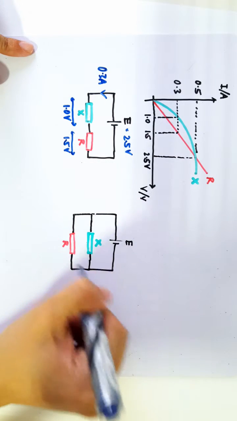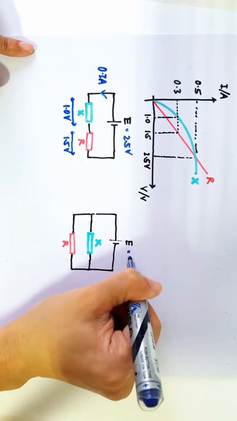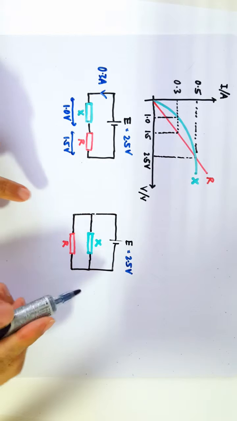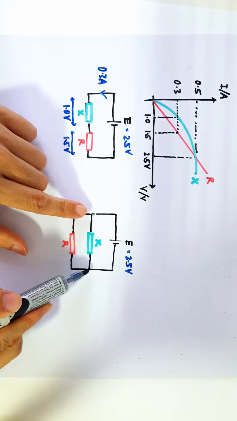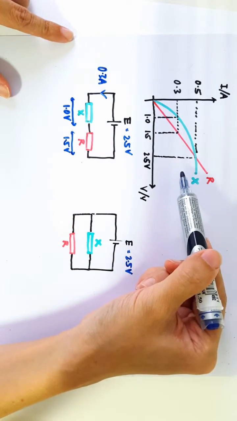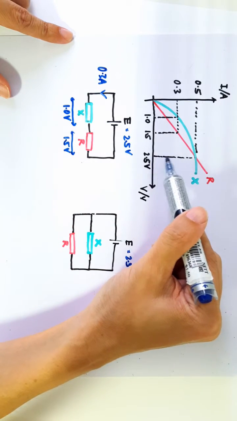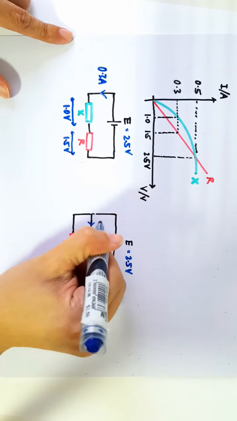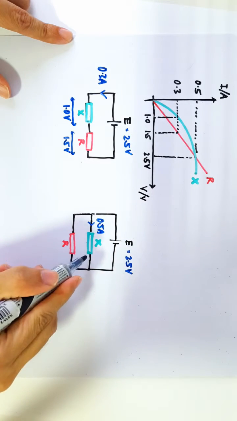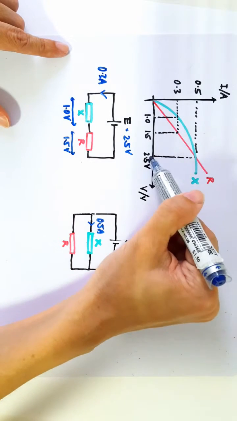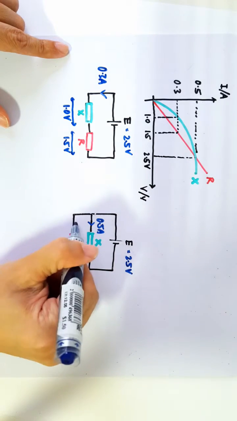Now, we are going to connect the two components this time in parallel, but the battery still has an EMF of 2.5 volts, which means that now we have 2.5 volts of potential difference across component X. Let's go back to the IV graph. When the PD is 2.5 volts across component X, a current of 0.5 amps flows through it. So there's a 0.5 amp current through X. Likewise, when we have 2.5 volts across R, we have a current of 0.5 amps flowing through it.